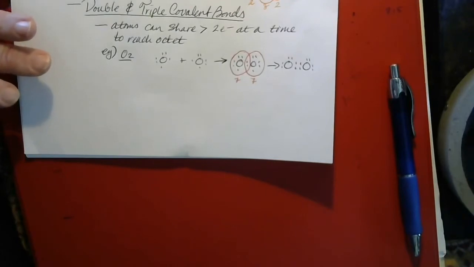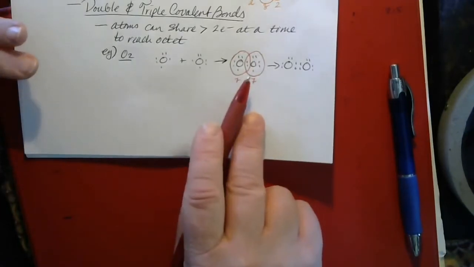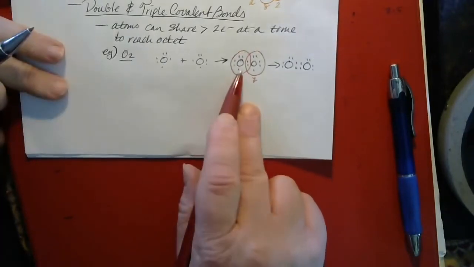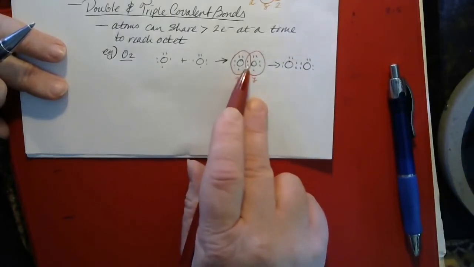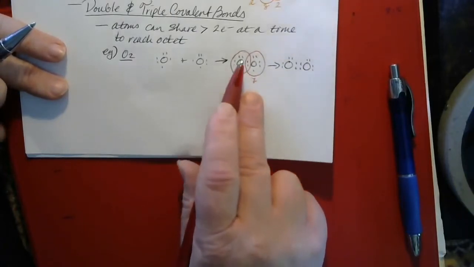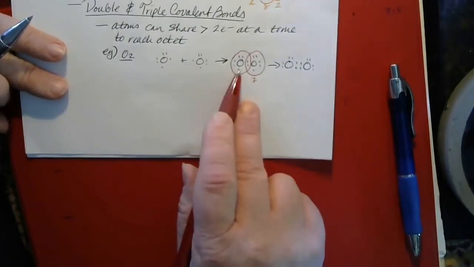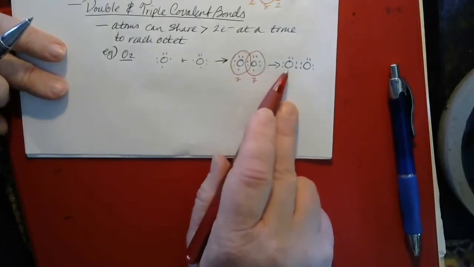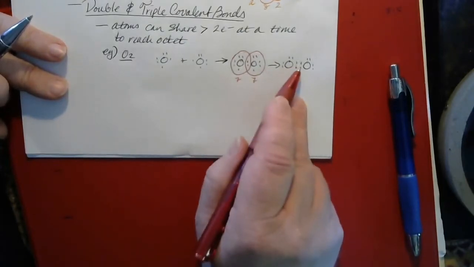Now, one thing that you have to keep in mind when drawing a Lewis structure and going from a single bond to a double bond or a double bond to a triple bond, when you move these lone pair electrons to a position between the atoms so that they can be shared and become a bond, you have to remember that they're no longer where they used to be. So I had to remember not to draw these lone pair electrons under the oxygens where they were before, because they're now up here between the oxygens.